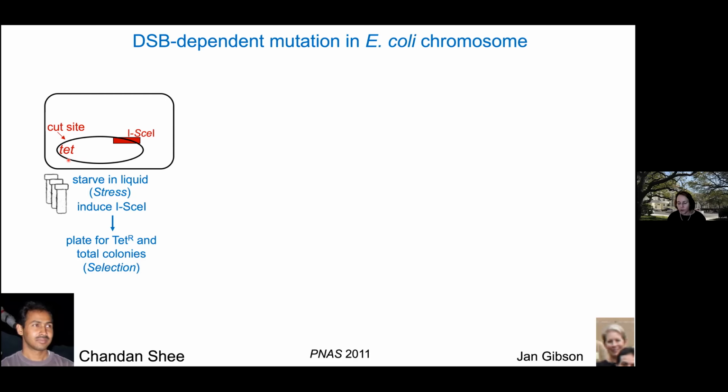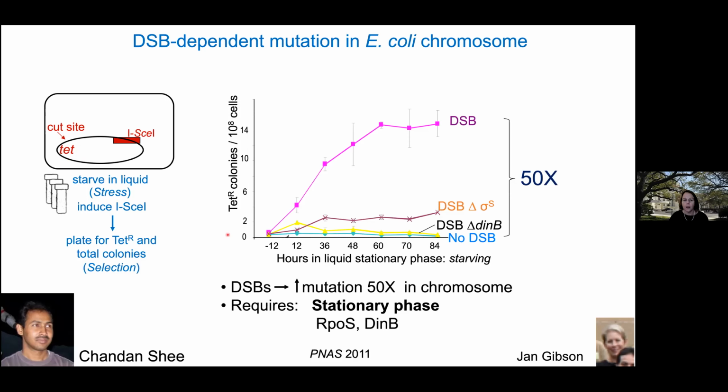He just grows the cells, lets them starve, and then plates them on plates where they have food, but they also have tetracycline. So the frequency of TET-resistant mutants per total is what we use to calculate mutation rate. These are frequencies here. What you can see is when he gives the double-strand break, DSB, there's about 50 times more mutation than spontaneously when there's no break. This mutagenesis requires the sigma S response and the error-prone DNA polymerase, DinB, and moreover, it happens over time during starvation, which makes sense because that's how the starvation stress response is induced.